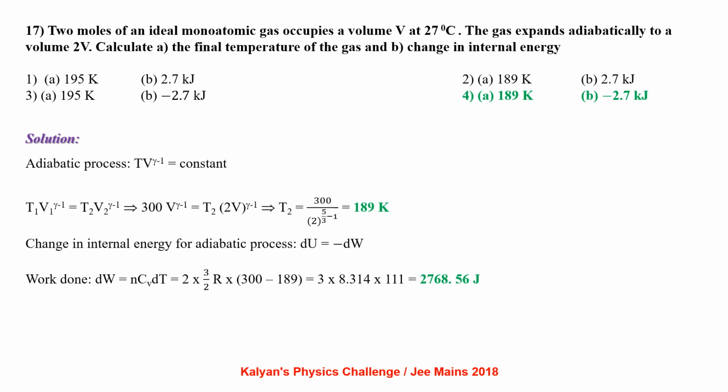Change in internal energy for adiabatic process dU equals minus dW. Work done dW equals n Cv dT. That is in fact the change in internal energy. Take the given values to have the answer, 2768.56 joule.